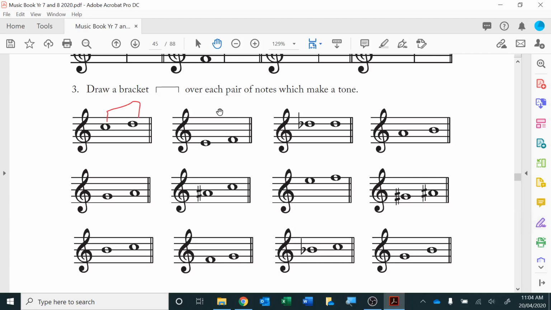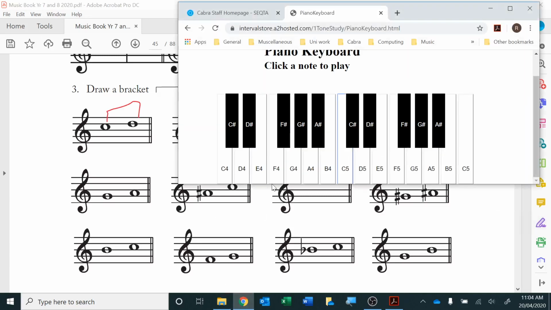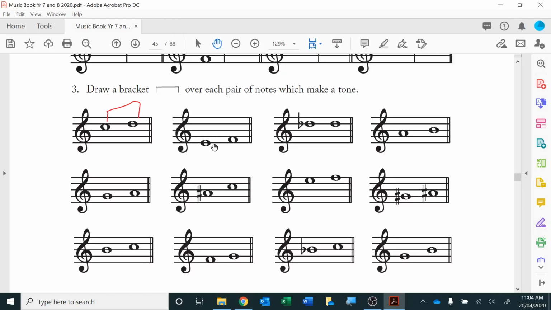Now, this one, E to F, let's look at the keyboard. E to F, there's no note between it, and therefore it's not a tone, it's a semitone, so we don't bracket that one. D flat to D flat, well, that's clearly not a tone. A to B, and so on. I'll let you work out which ones are tones.